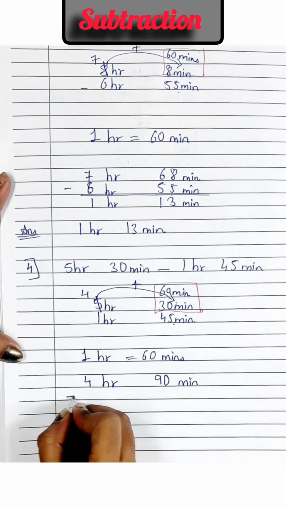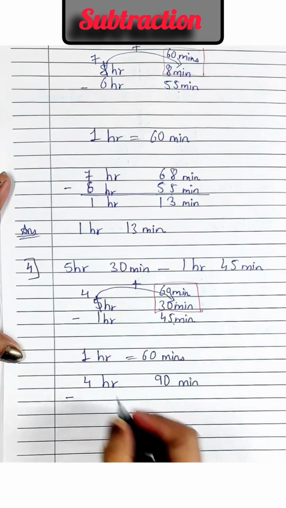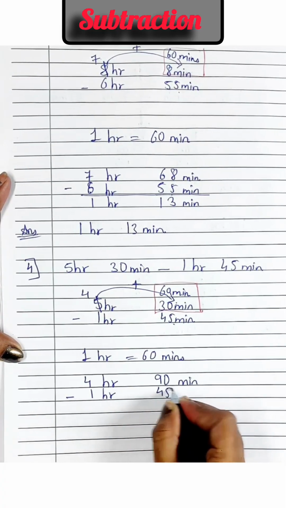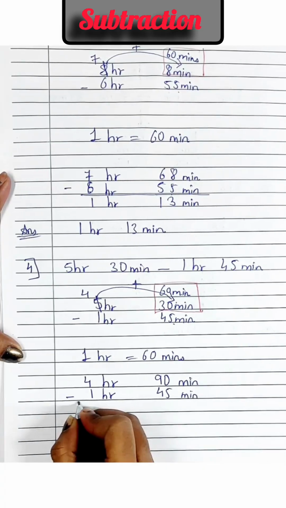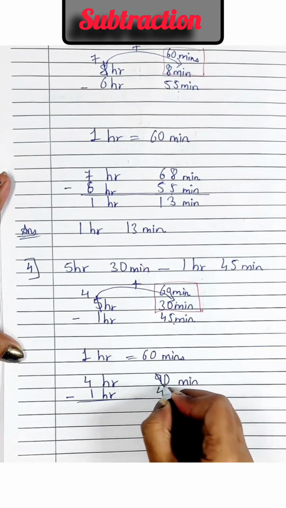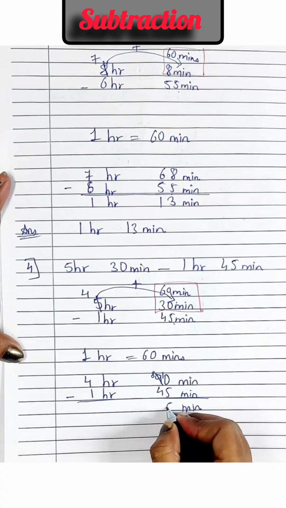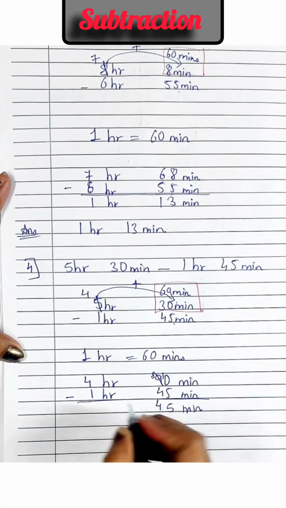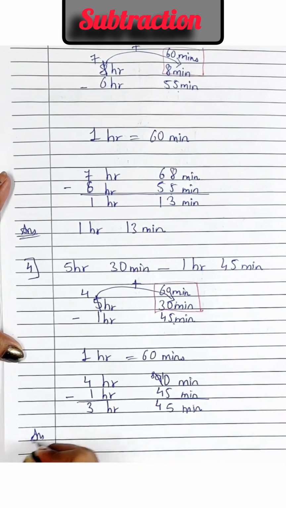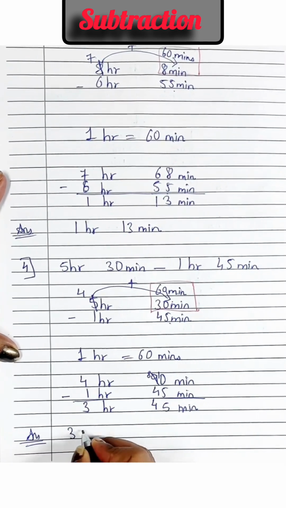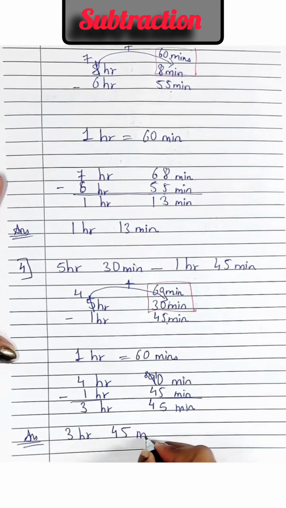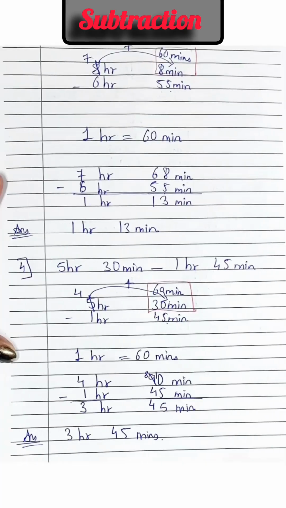मिनट्स माइनस, डिफरेंस मतलब क्या होता है? माइनस। सो 8, ये हो जाएगा अपना 5, 4। सो हमारा आंसर क्या आया? 3 hours 45 minutes.